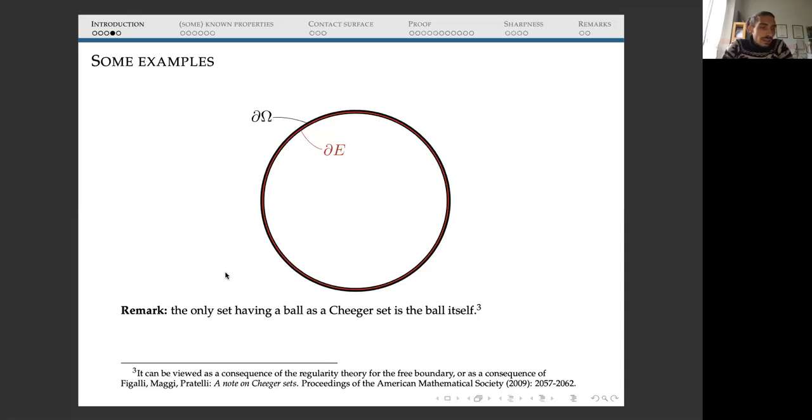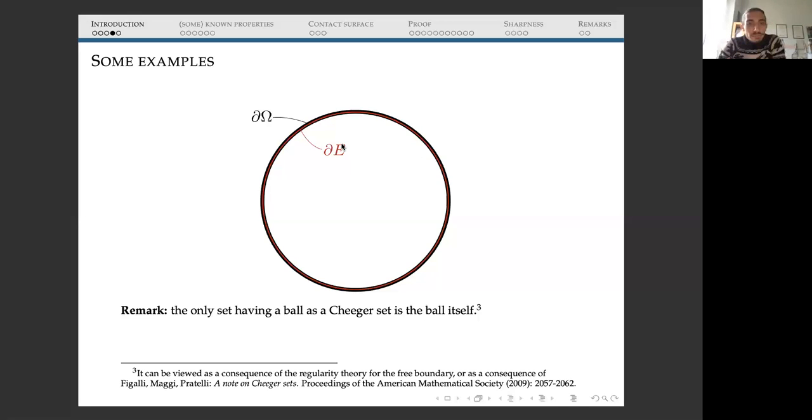Now, the only set which has this property is the ball, in the sense that if you know that the Cheeger set of something is a ball, then this something has to be a ball as well. So in other words, the ball is the only set which has a Cheeger set which is the ball itself. This is not the only case, though, where the Cheeger set is completely adherent to the boundary. There might be other scenarios, but the case where the Cheeger set is a ball is a particular characteristic of the ball.